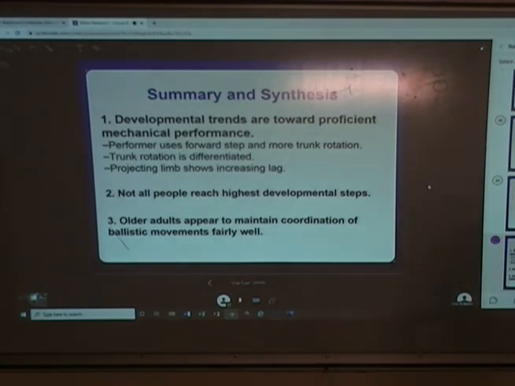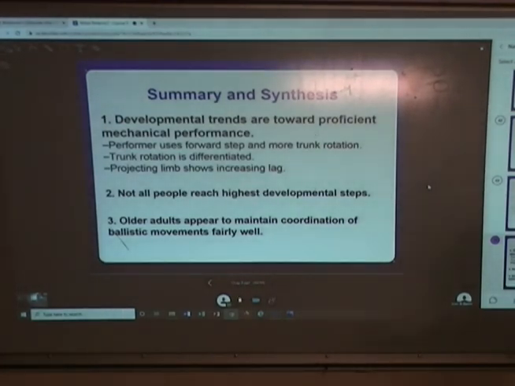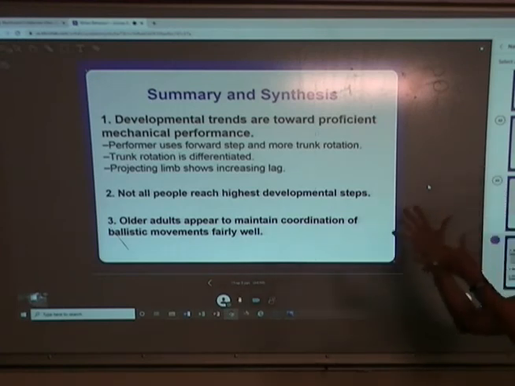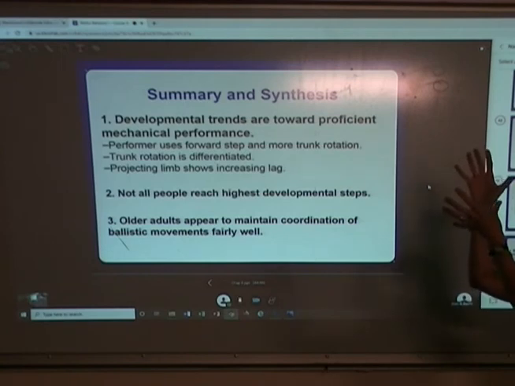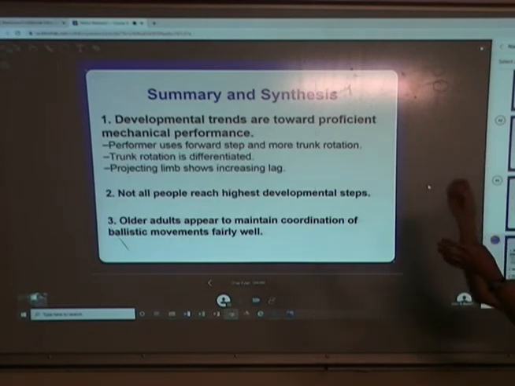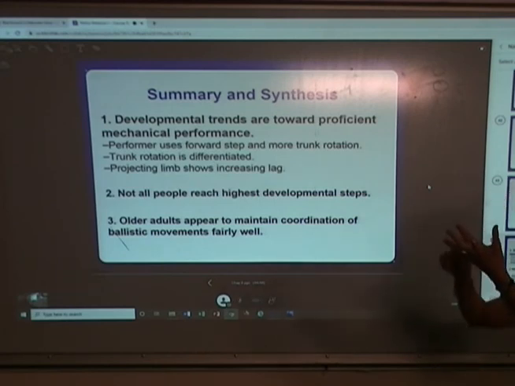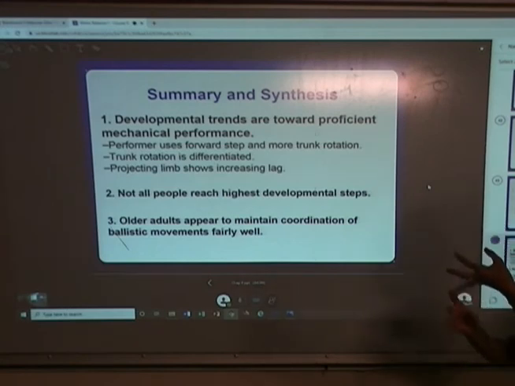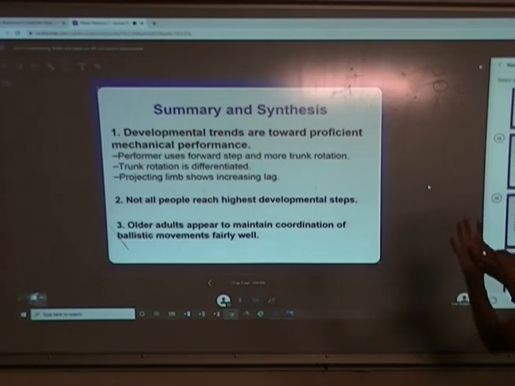The coordination of ballistic skills seems to be relatively stable across the lifespan, right? So it's not coordination that impacts what an older person does in a ballistic type skill. It's lack of type 2 muscle fibers, right? It's lack of range of motion. Okay, it's structural things that are going on.